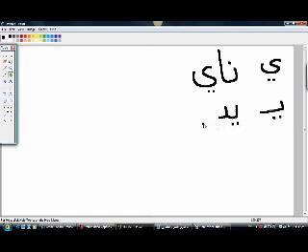Means hand. Here it is when it comes in the middle of a word, joined from both sides, as in the example we studied here, bayna. This is ba, and this is ya, and this is noon. So bayna.